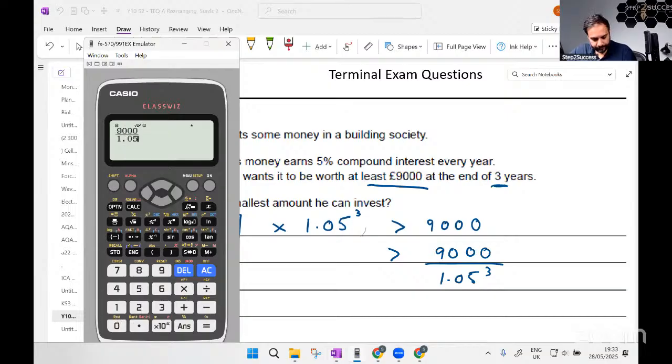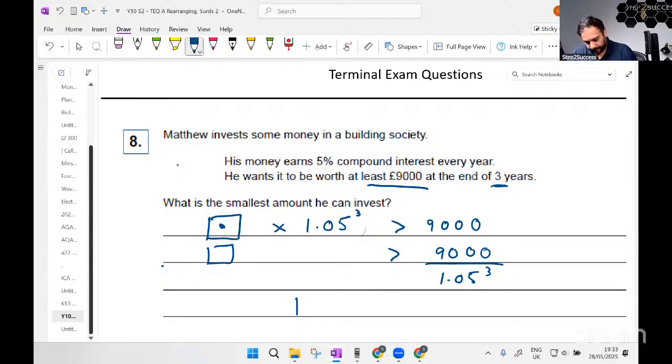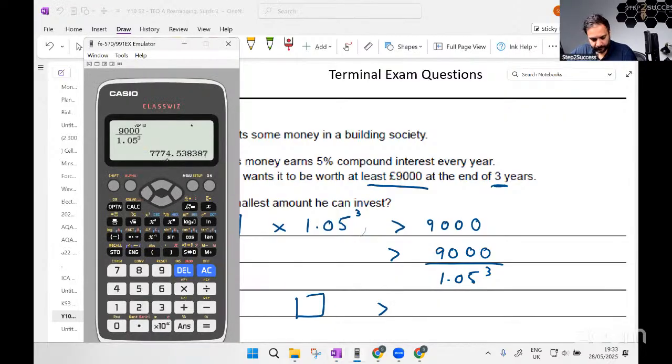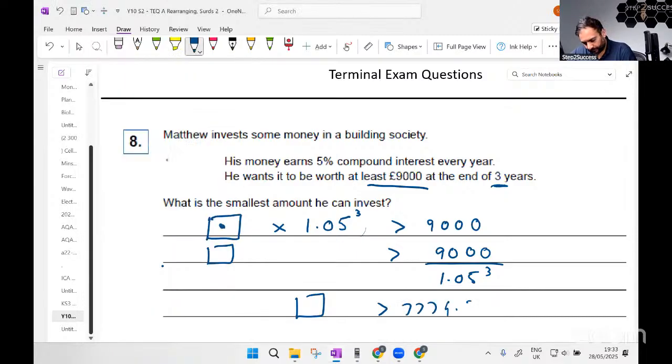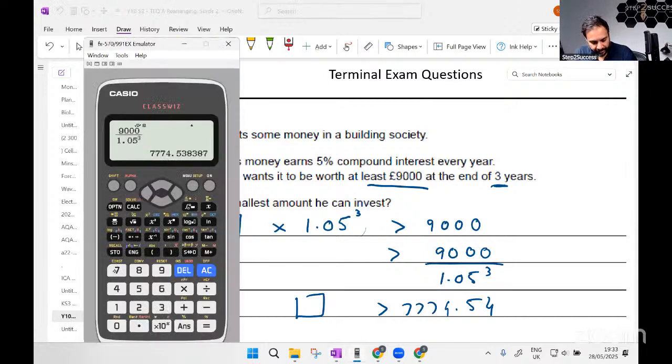Which is £7,774.54. And that's the least amount of money we can invest. That's it. So that's the amount of money we can put in. And then if I just show you, if I've got 7,774 pounds 54, and it increases by 5% for 3 years, it will be worth that much money. 9,000 and a bit, which is precisely what we wanted to do.